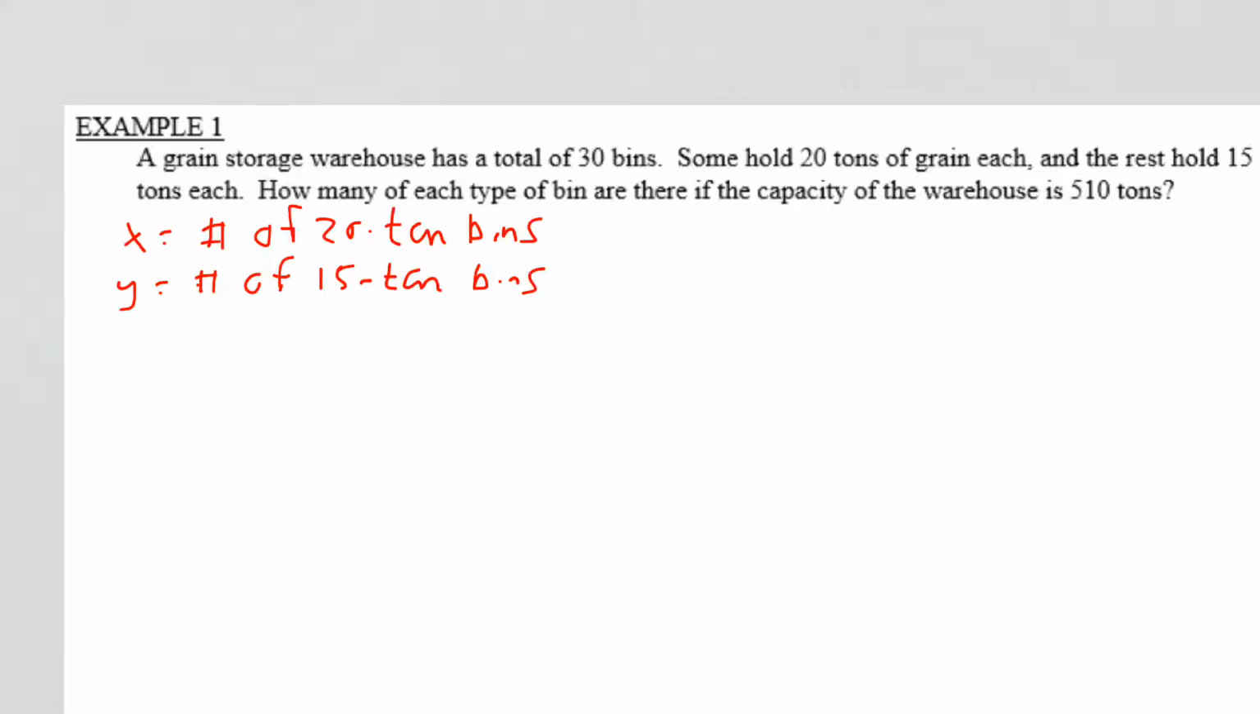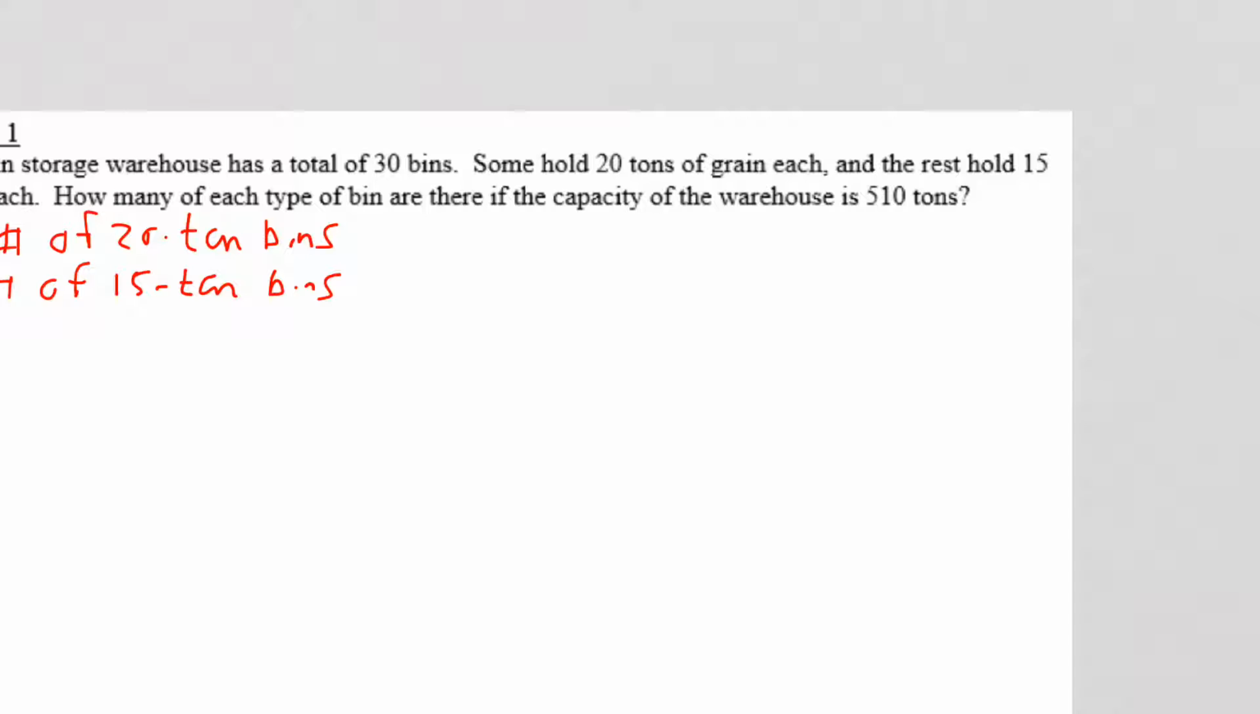Okay, now, next thing, we need to write our system of equations. First thing we know is that the warehouse has a total of 30 bins. So we know that X plus Y equals 30. In other words, the number of 20-ton bins plus the number of 15-ton bins equals 30.